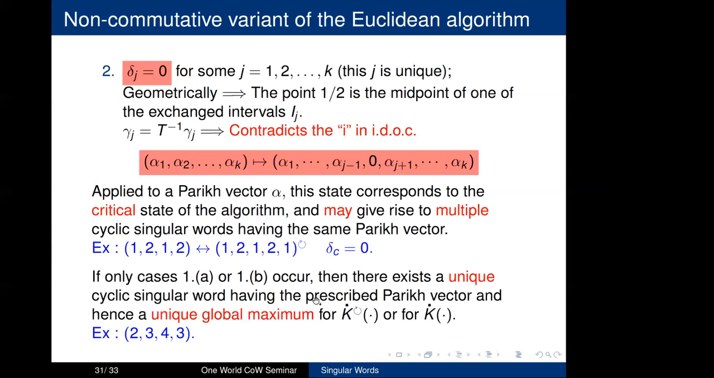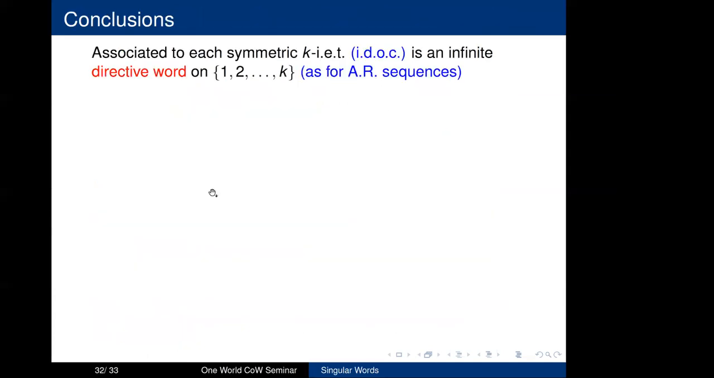On the other hand, if you can avoid this case, which, measure theoretically, happens almost always, and so you're in this case here, then you either land in case 1a or 1b, then there exists a unique cyclic singular word having the prescribed Perec vector. So for example, if you run the algorithm with this Perec vector, you never land in this case 2, you always land in 1a or 1b. And so it means that relative to this Perec vector, there's only one singular word, and hence it's telling you that the maximizing arrangement for k dot, or the cyclic analog, is unique and independent of the values of the AIs.